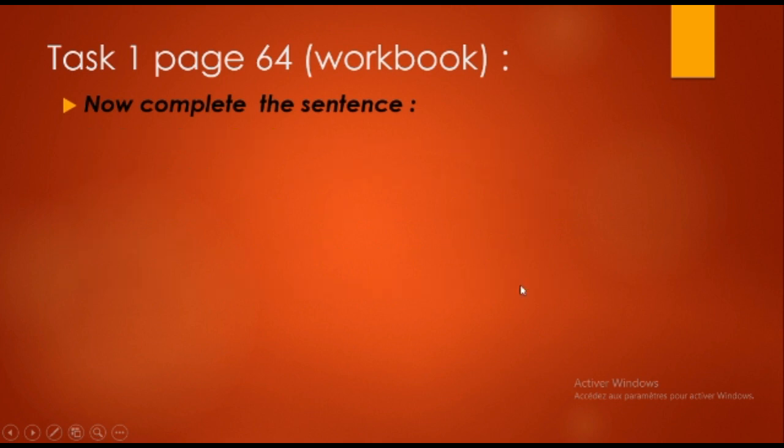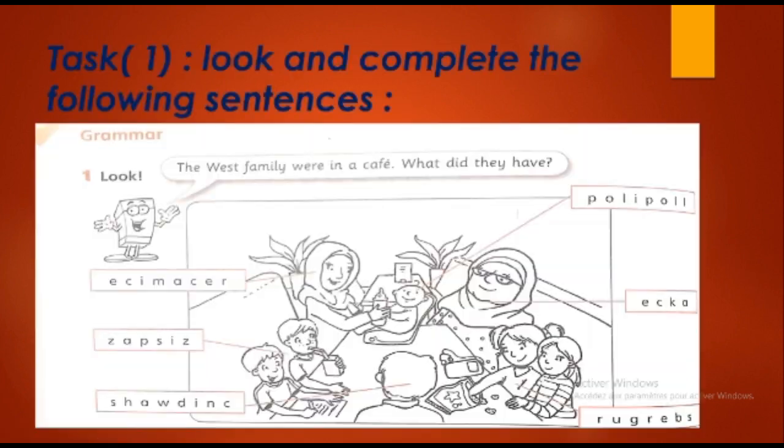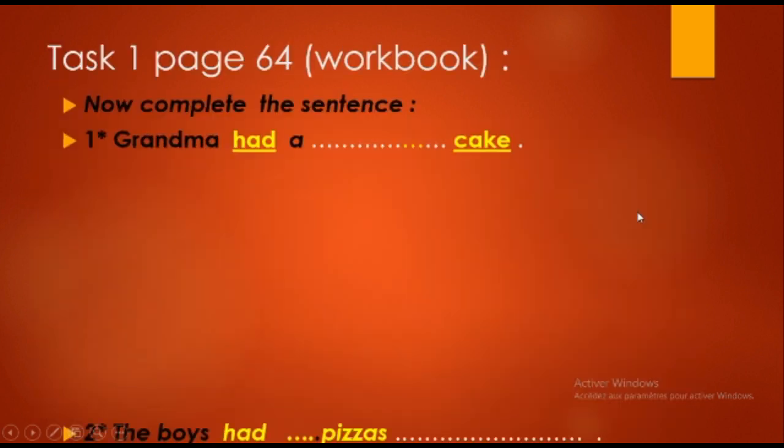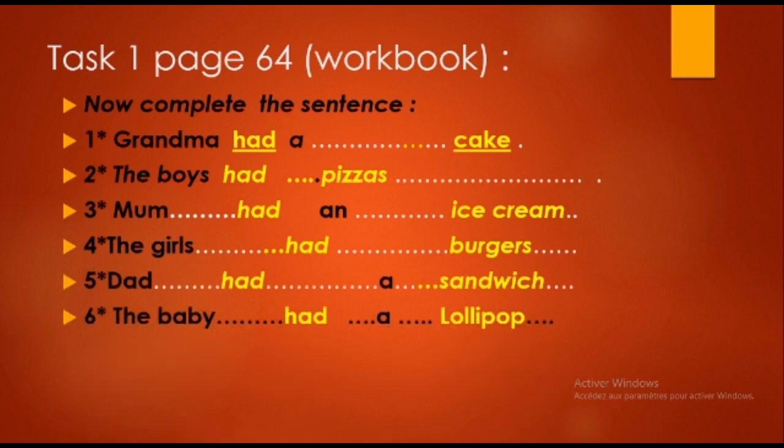Now let's move to the last sentence. Look at the baby. What did he have? Lollipop. Now, the baby had a lollipop. Let's now see our answer together. Excellent. Our answer is correct. The baby had a lollipop.